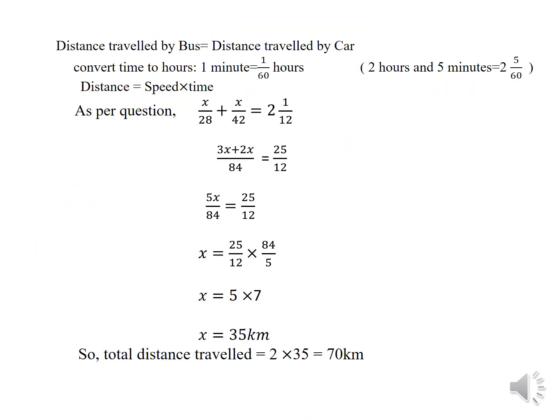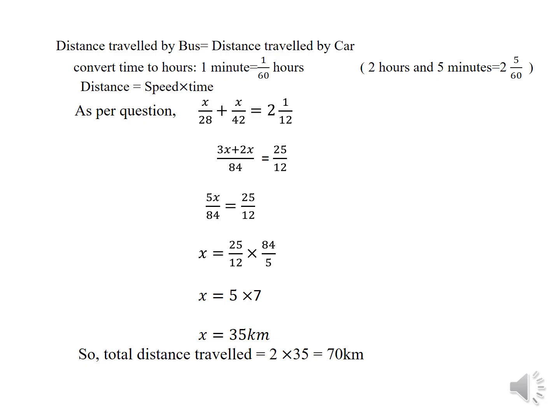Since we know that the distance travelled by bus is equal to the distance travelled by car, and also the question itself mentions how much time they took to travel this distance, that means 2 hours and 5 minutes. So first we need to convert minutes into hours. For that, as we all know, 1 minute is equal to 1 by 60 hours, so just substitute here. Look into the calculation part. 2 and 5 minutes means 5 by 60. After cancellation in the 5 table we got 2 and 1 by 12 hours.